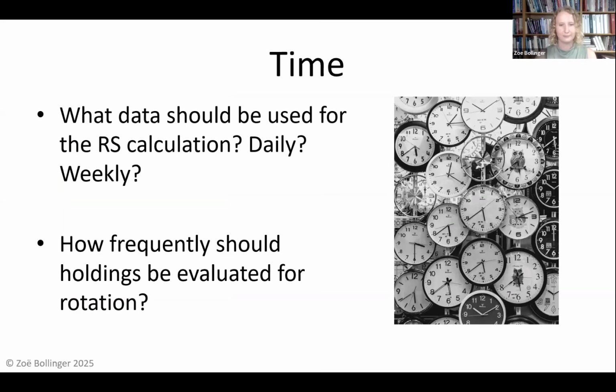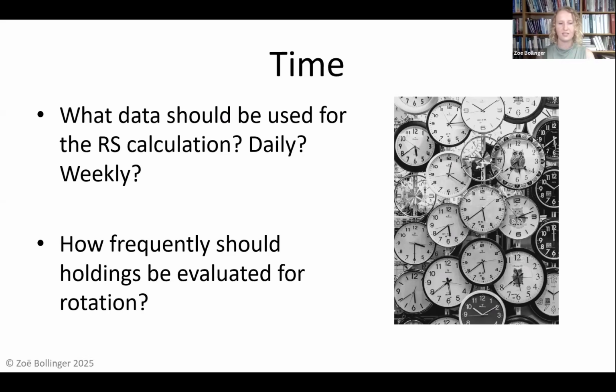The other piece is time. So we looked at some historical examples that used weekly data. I also frequently use daily data in some of the calculations that I run. Both work. You can use monthly for a really longer term look. I don't like to trade that frequently, so I haven't personally tested anything down below a daily. But there's no reason that this couldn't work with shorter time frame data as well, if that's your preference.